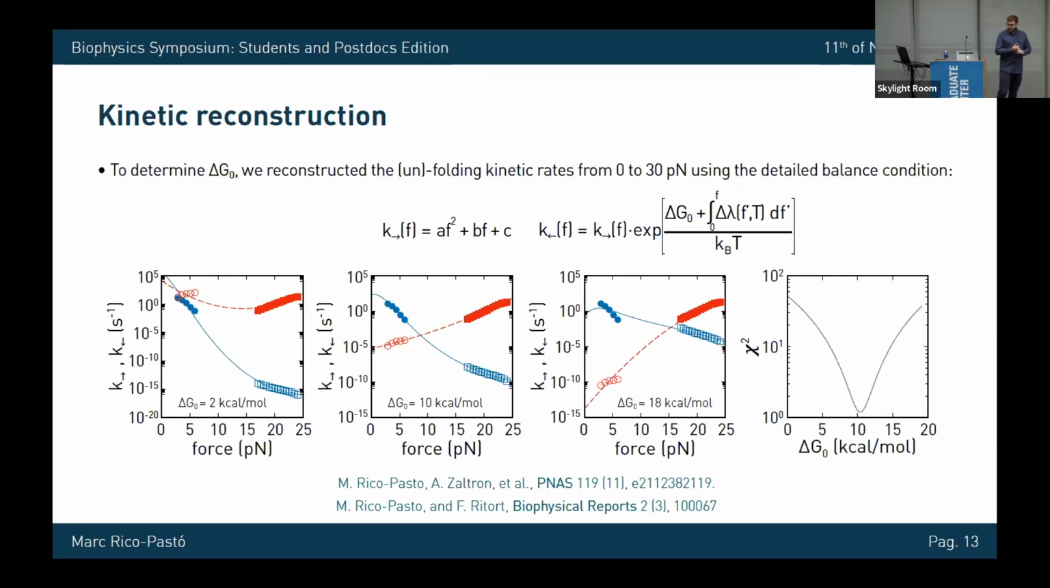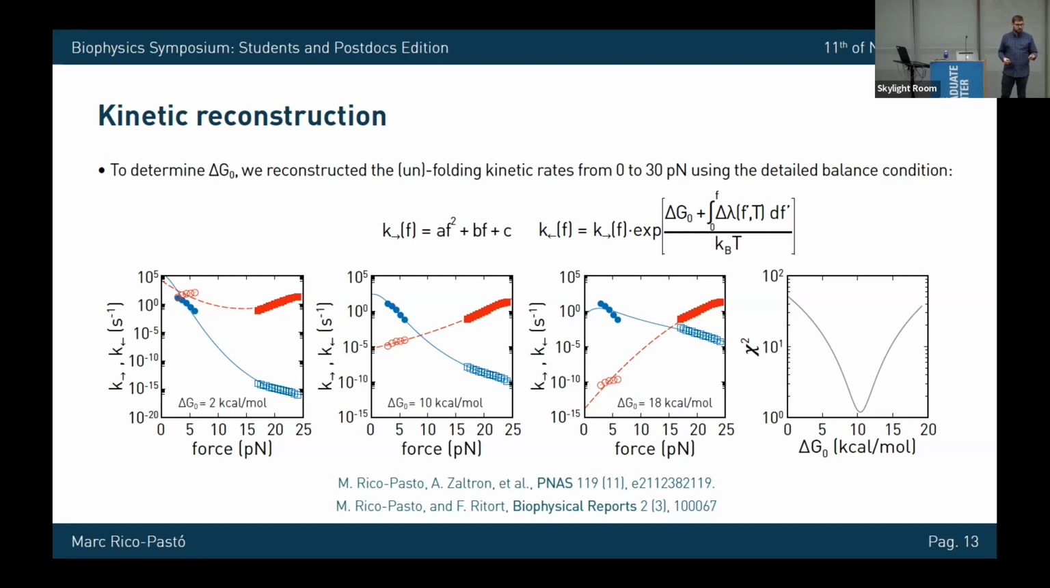First of all, I determined the folding free energy with a novel protocol that I found that is general and can be used for different molecules, and I will discuss it a little bit now. The idea is, using trial values of delta G0, we reconstruct the unfolding and folding kinetic rates at the force where the unfolding and folding events take place.